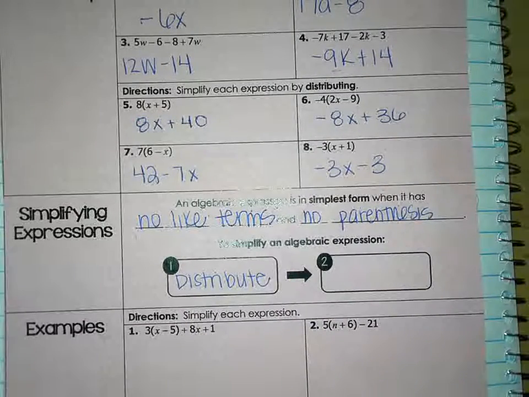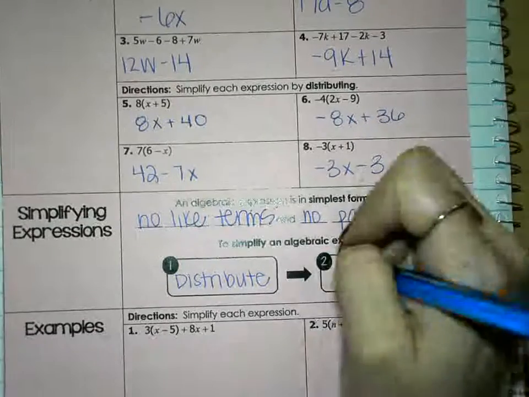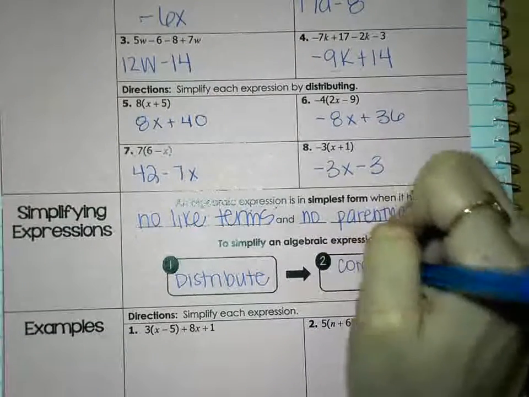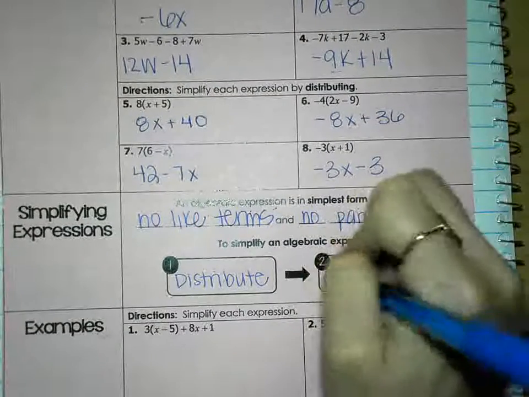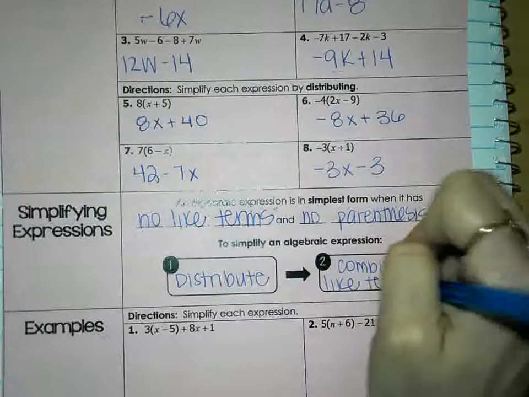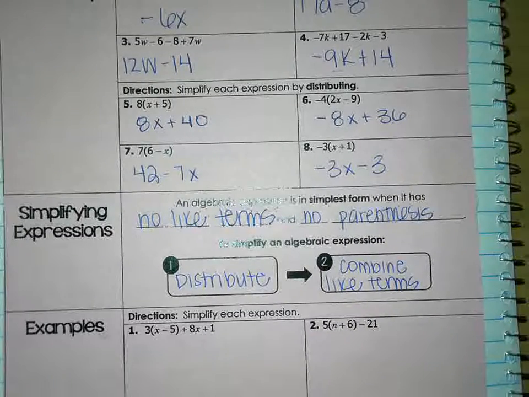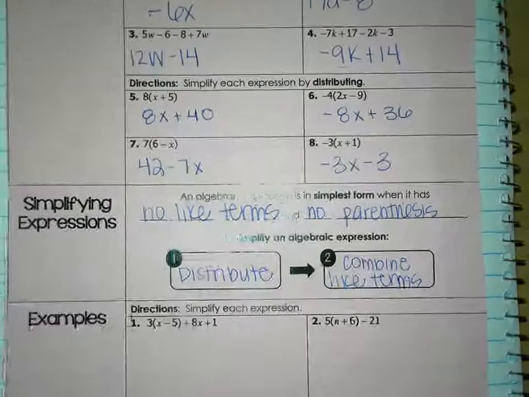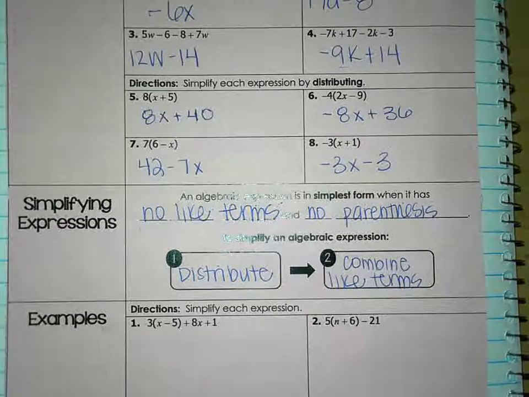And after you have done your distributive property, what are you going to do next? Combine like terms. Now I am going to use colors just to kind of help show. If you would like to use colors, you are more than welcome to. Or you can use shapes, whatever you think might help you. Okay, so let's go and look at number 1.